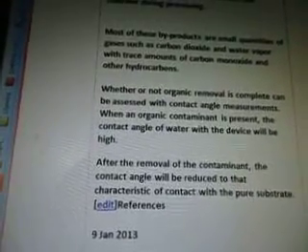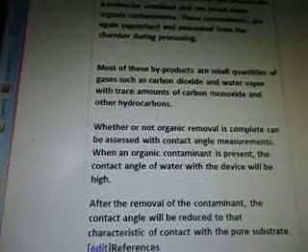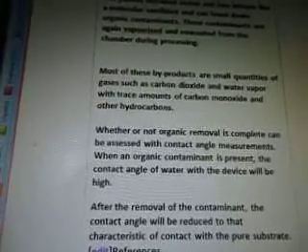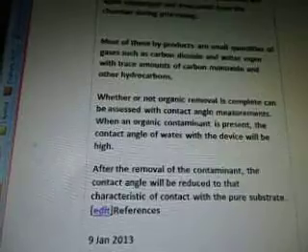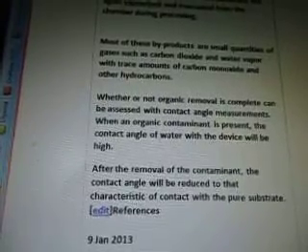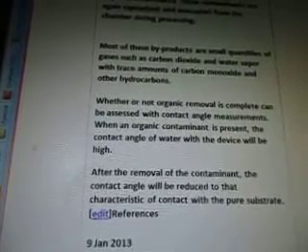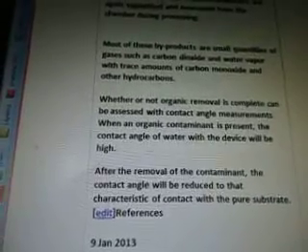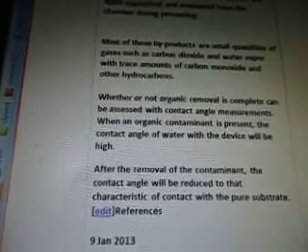Most of these byproducts are small quantities of gases such as carbon dioxide and water vapor, there it is again, with trace amounts of carbon monoxide and other hydrocarbons. Whether or not organic removal is complete can be assessed with the contact angle measurements. When an organic contaminant is present, the contact angle of water with the device will be high.